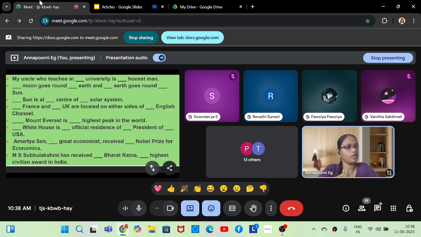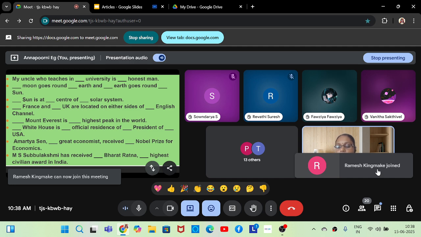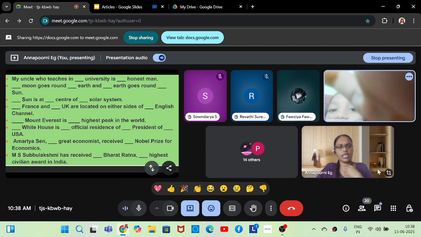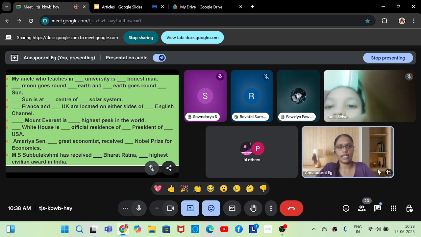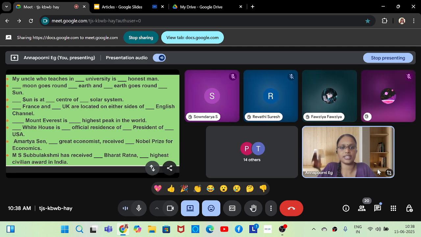Next is for Kritileya. Dash White House is dash official residence of dash president of dash USA. White House is the official residence of the President of the USA. Very good. That is also correct. Because White House is the name of one particular house. In India, likewise, in the Parliament, the President stays, right? Likewise, in America, White House is the official residence of the President.